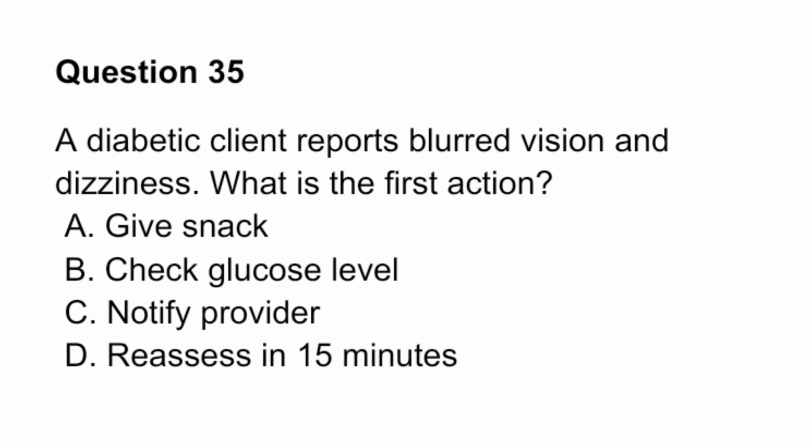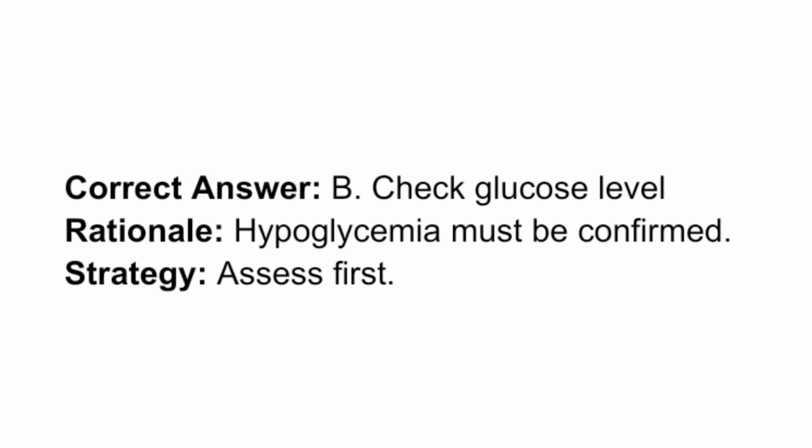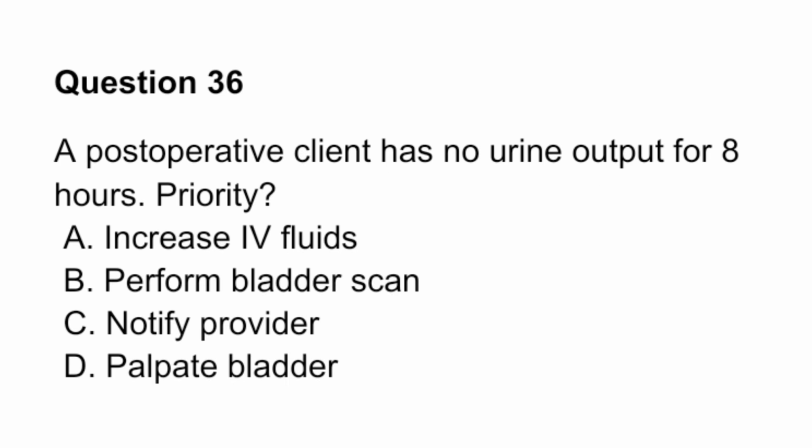Question 35. A diabetic client reports blurred vision and dizziness. What is the first action? A. Give snack. B. Check glucose level. C. Notify provider. D. Reassess in 15 minutes. Correct answer, B. Check glucose level. Rationale: hypoglycemia must be confirmed. Strategy: assess first.